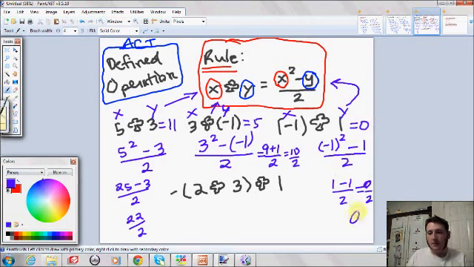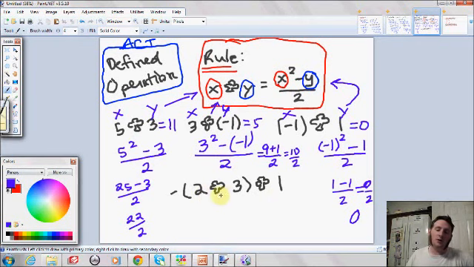Alright, so how do you think you work this one? Well, even though it's a defined operation, you still have to follow order of operations. I'm going to leave this one for you all to play with, and then we'll see if we manage to get it right in class.